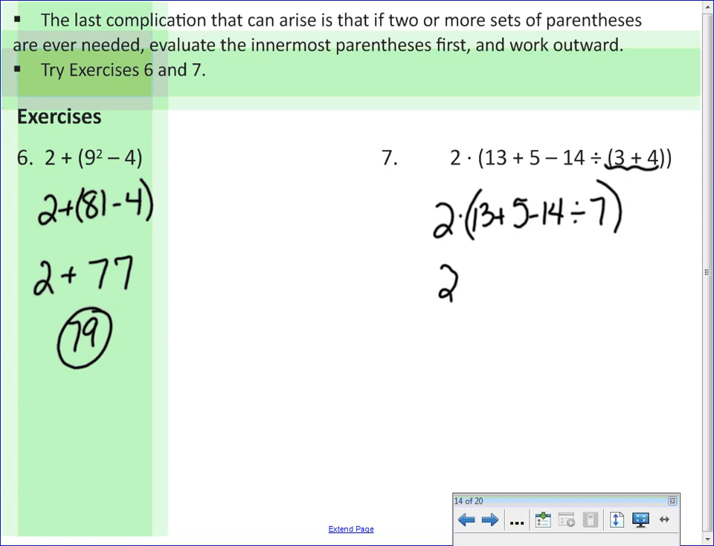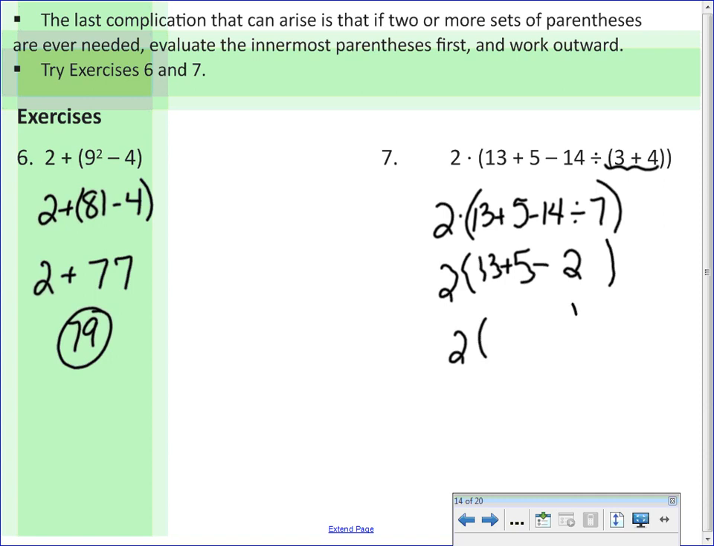Now inside these parentheses, I have addition, subtraction, and division. What should I do first? What's the most powerful? What do we say comes first? Right, we would do multiplication or division first. I don't have multiplication, so we do the division first. So 13, I don't know what's wrong with my smartboard in this area. It bobbles every time. Minus 14 divided by 7 is 2.